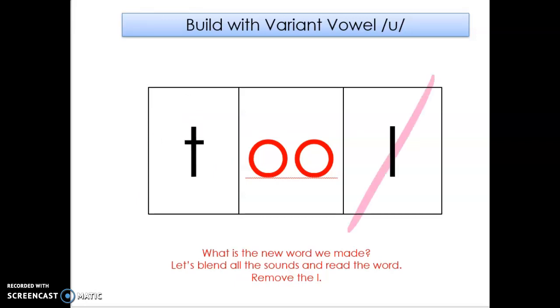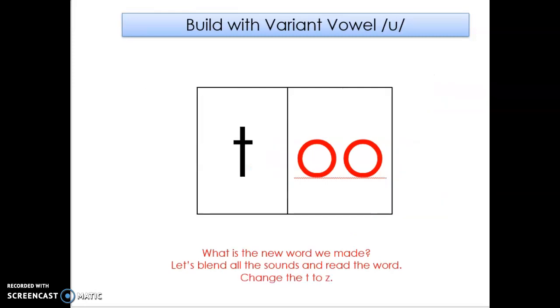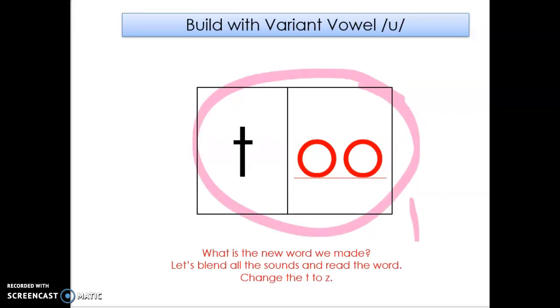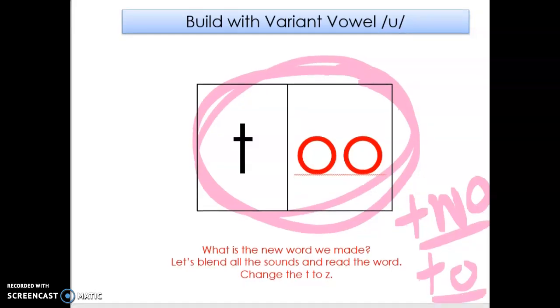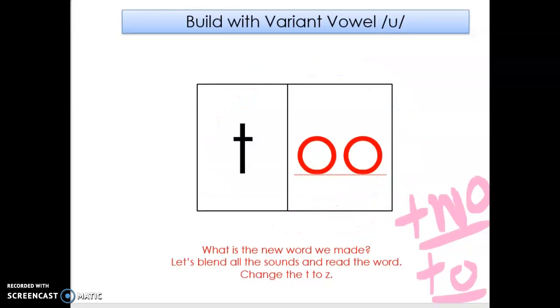Get rid of the L, think. Say, the word is two. Now this type of two means also. TWO is our number two, and this is like I'm standing next to you. So also, number, where are you? Okay. All right. So this word is two.